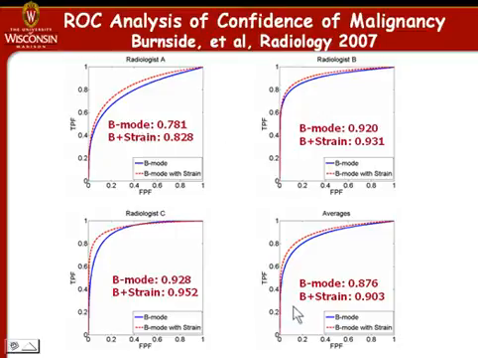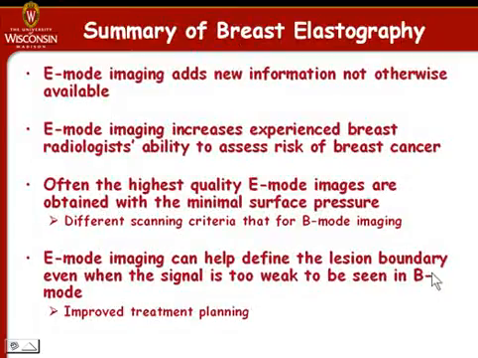When we combine that among the 3 observers, we get a statistically significant increase for the combined observer in their ability to assess risk based on B-mode plus strain information compared to B-mode alone. So from that study, we can say that elasticity imaging information adds new information that's not otherwise available, and that information helps radiologists to assess the risk of breast cancer.